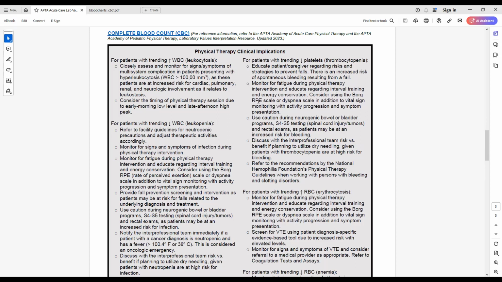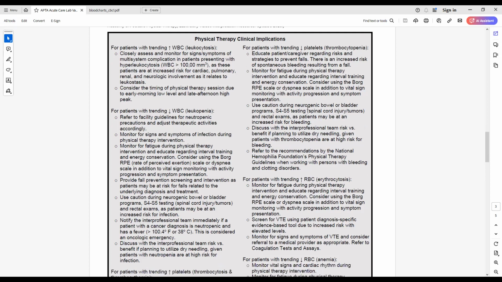Consider using the Borg or rate of perceived exertion scale to ask the patient, or a dyspnea scale, in addition to vital sign monitoring with activity progression and symptom presentation. If you are trying to increase the load of exercise, the patient will let you know if this exercise load is okay or if the patient feels exhausted or tired.